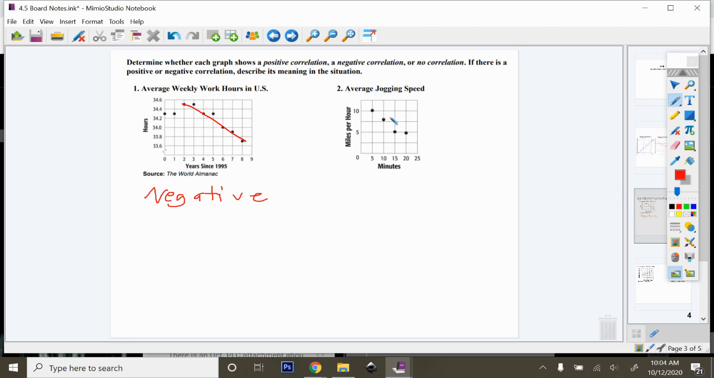All right, same thing with number 2, average jogging speed. I can see an easy downward trend here, so this is negative. Sorry about the bad handwriting. I'm trying something different, and I have bad handwriting to start with. We can see then that this is negative because the line goes down. We need to describe its meaning. The average jogging speed, all right? We're going to look at our units here, minutes, miles per hour. So as the minutes pass, the miles per hour of the average jogging speed goes down. If this had been positive, then it would be going up.